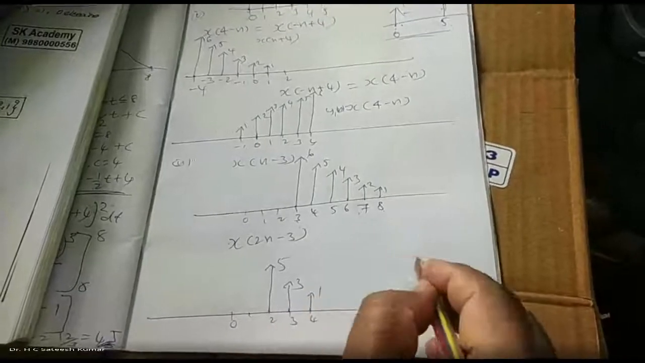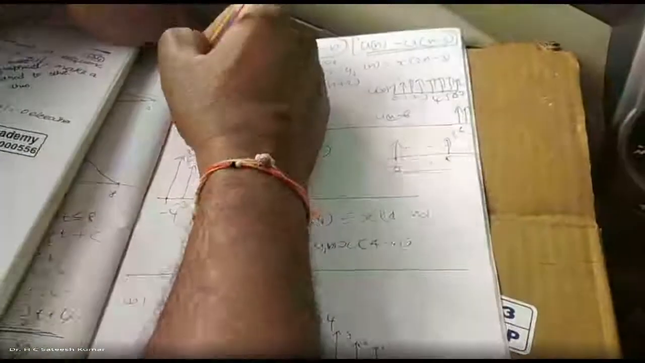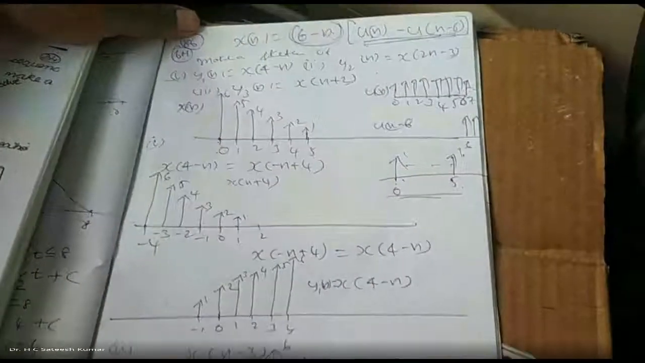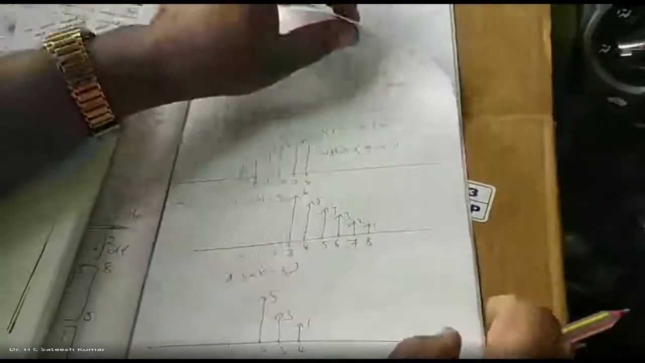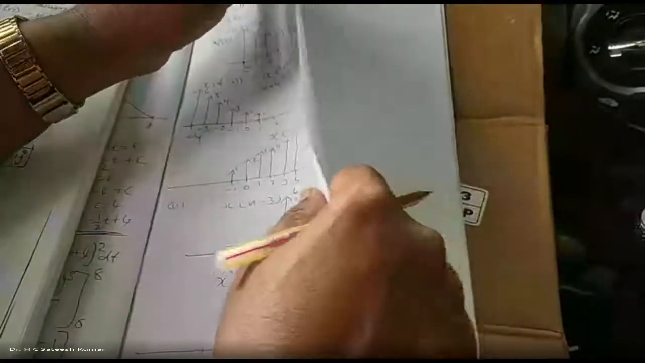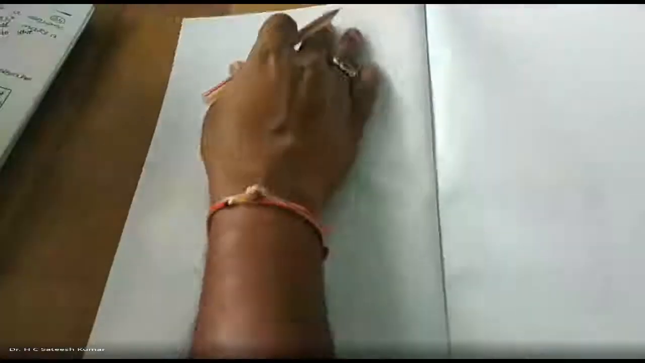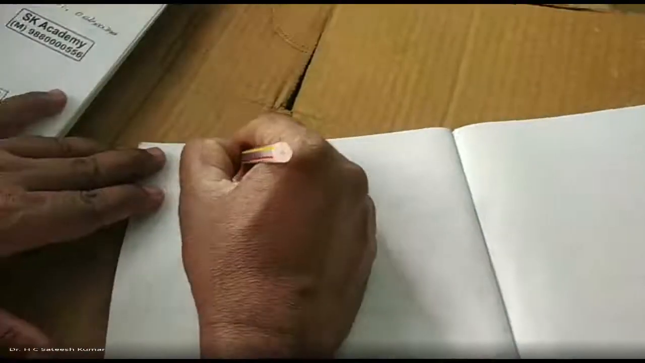That's it. So this is 6. I think it is 6 marks question, if I am right. Yeah, it is 6 marks question. 2 marks each. This one will fetch you 2 marks. This one will fetch you 2 marks. Next one is x of n plus 2. That is simple one. X of n plus 2. Okay. This one he called it as y2 of n.